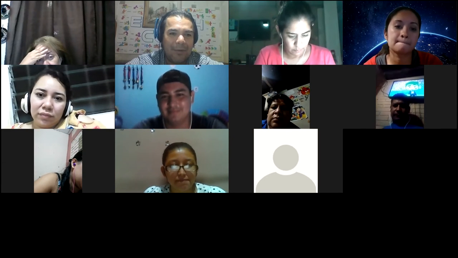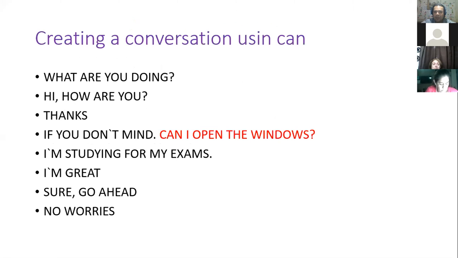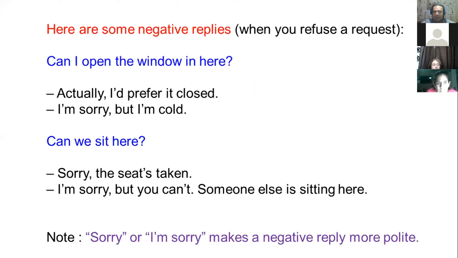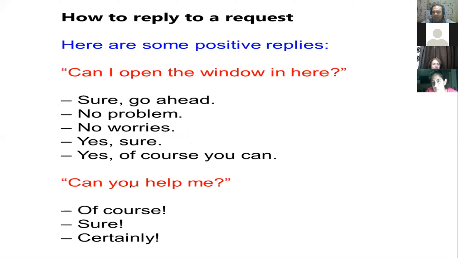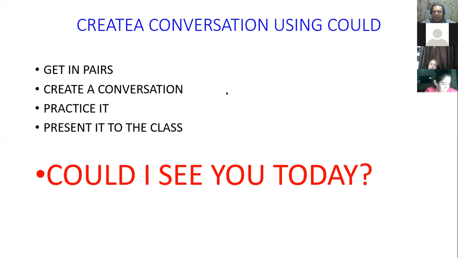Let's go over what we did, just to check it out. Two conversations that you put in the correct order. One, two. That's what you did and also what you practiced at this moment. Also, some replies in the negative form, some replies in the positive form. Some examples of when we use can for informal requests.